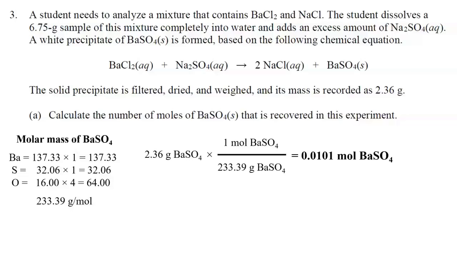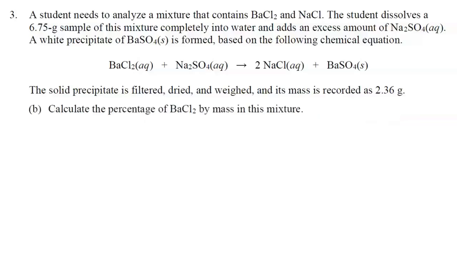Now, we haven't talked about the mixture yet, but as we move from part A to part B, we'll see how we can connect the mass of the precipitate, the barium sulfate, to the mass of one of the components of the mixture. So here's part B. Calculate the percentage of barium chloride by mass in this mixture. So now we are going to need to make a reference to this balanced chemical equation so we can connect the product to the reactant.